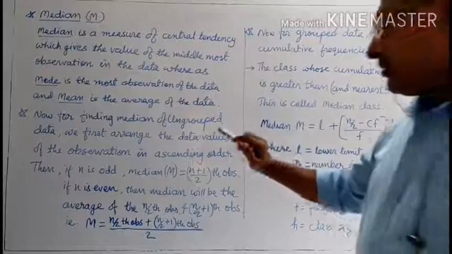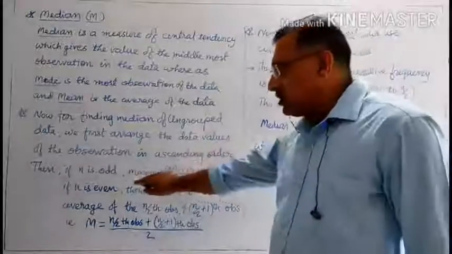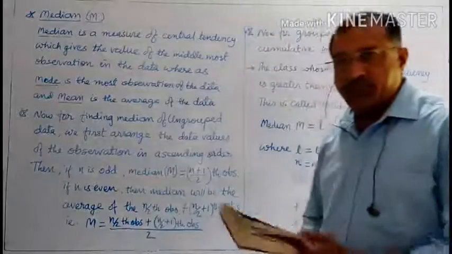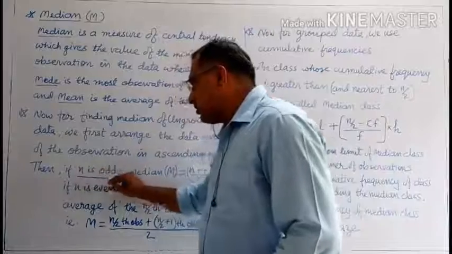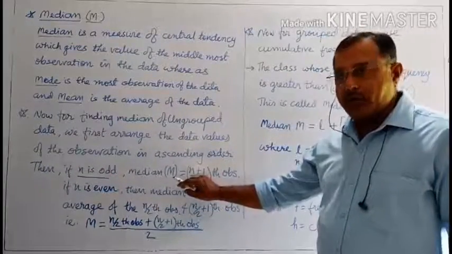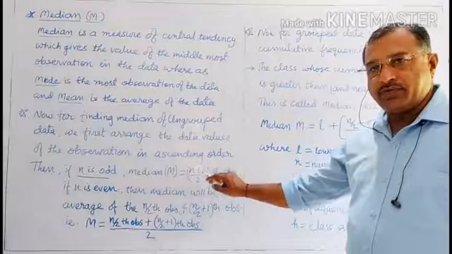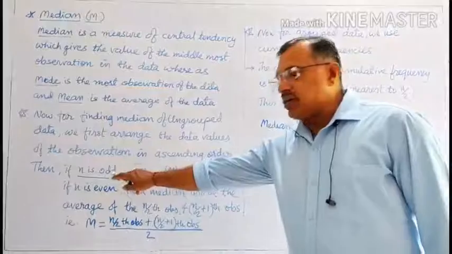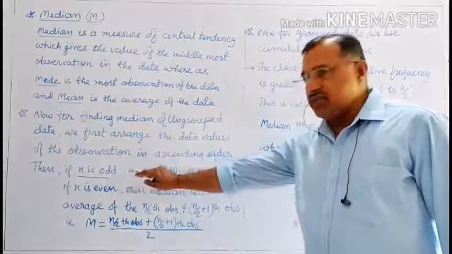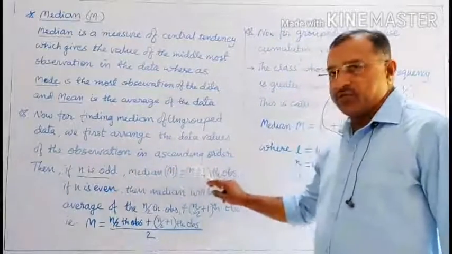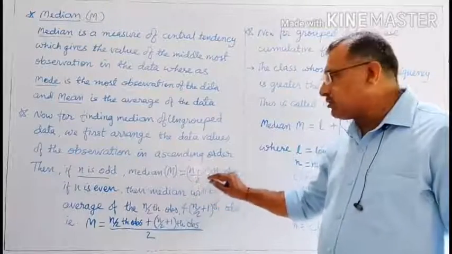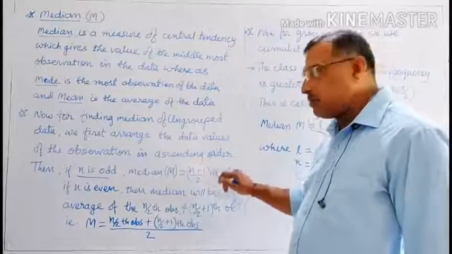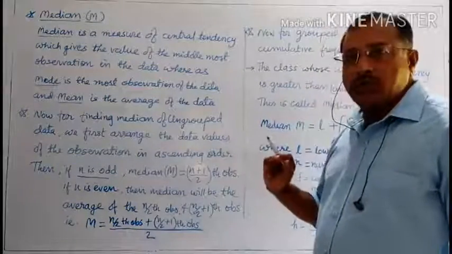After that, if the number of observations, n, is odd, then the median can be calculated using median equal to (n plus 1) divided by 2 th observation. Suppose here n is 5, that is odd. Then 5 plus 1 divided by 2, that is 6 by 2, that is the third observation. So the (n plus 1) by 2 th observation is the median.